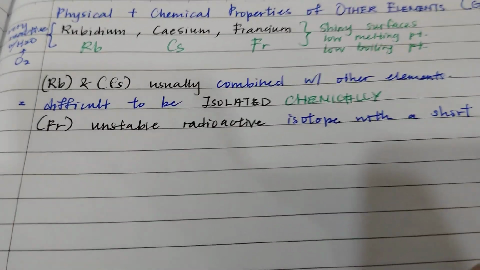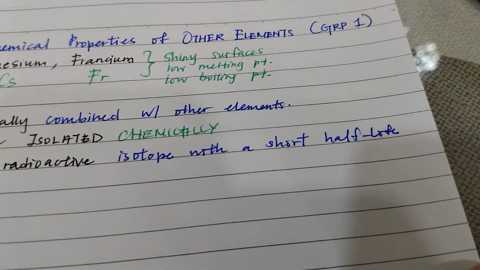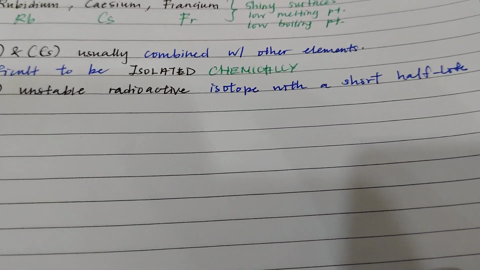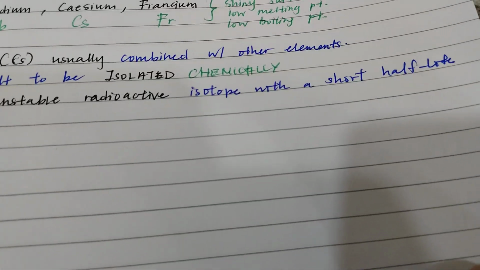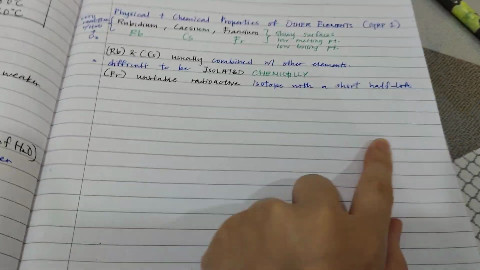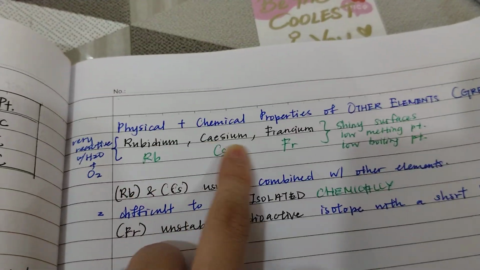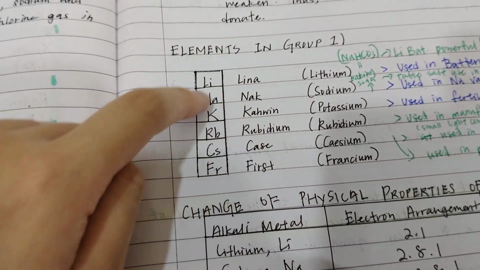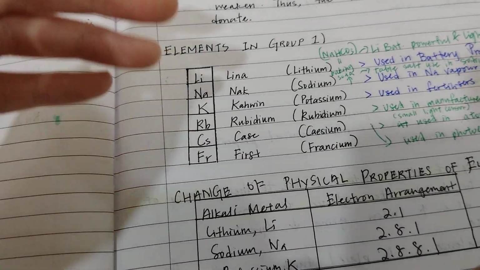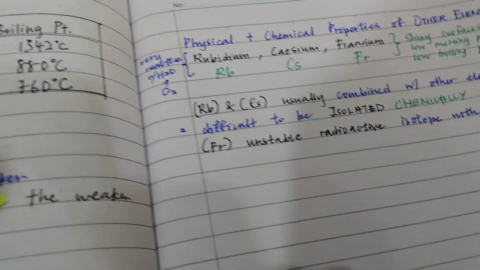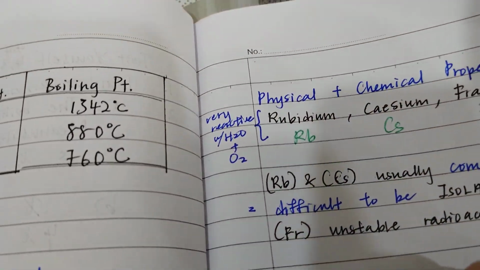Thus, because of how unstable it is and how short its half-life is, it is not very useful. There are not many known uses for it because it doesn't seem convenient to use. Moreover, going down group 1, rubidium, caesium, and francium become more and more reactive. Thus, rubidium, caesium, and francium are extremely reactive to water and oxygen.